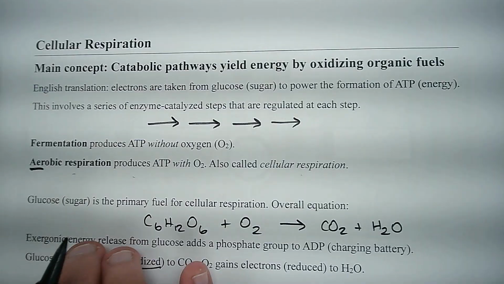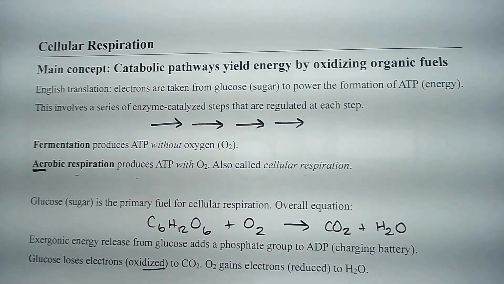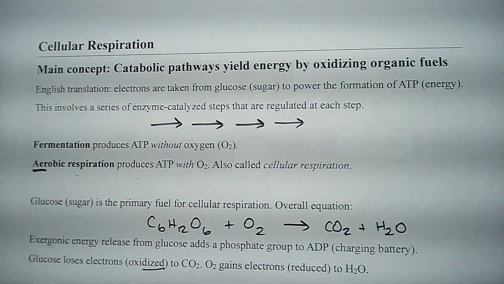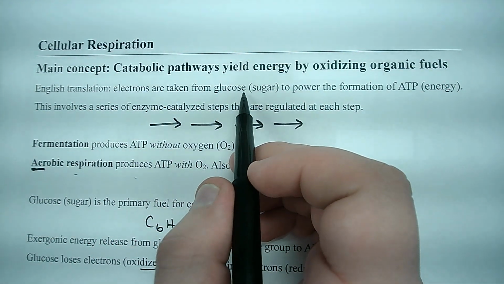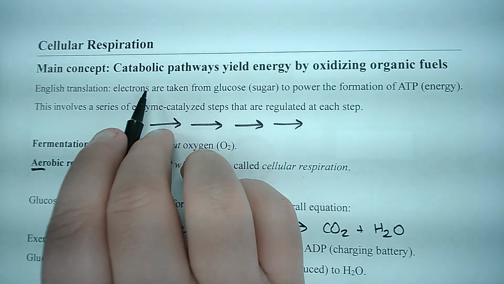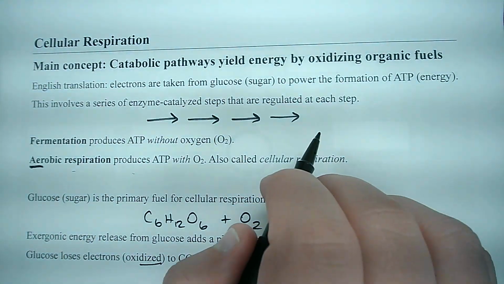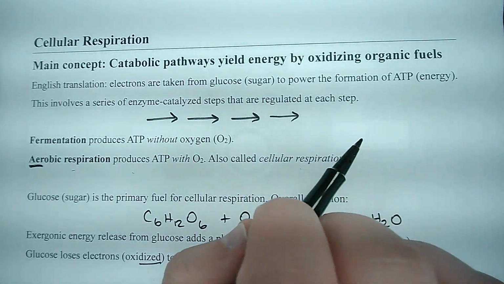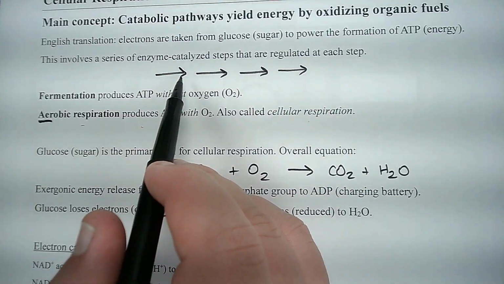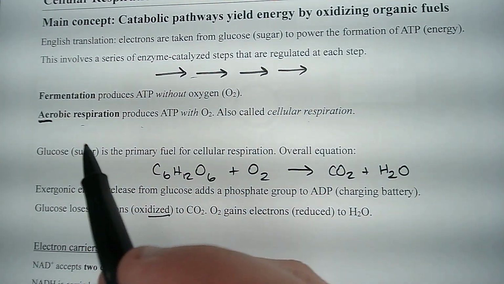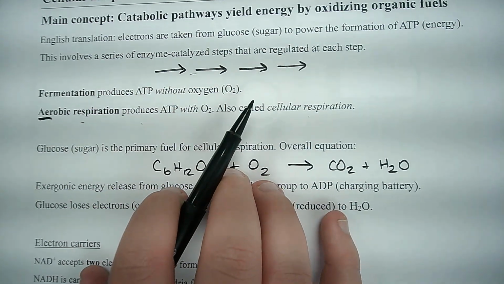Let's talk about cellular respiration. The whole point is catabolic pathways yield energy by oxidizing organic fuels. What that actually means is that we are going to take a fuel like glucose, sugar, and we're going to take electrons off of it, and we'll use those electrons to power ATP formation, which is energy. Basically, we're charging the battery. Okay, this is usually done in a series of steps. They're regulated and controlled, so it's not random and there's no chaos.